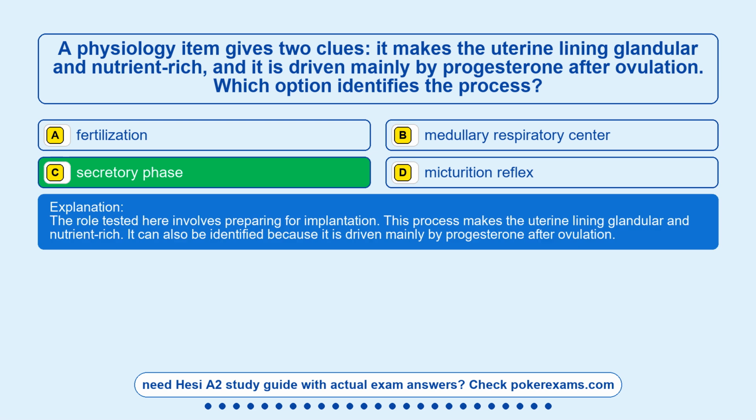The role tested here involves preparing for implantation. This process makes the uterine lining glandular and nutrient-rich. It can also be identified because it is driven mainly by progesterone after ovulation.